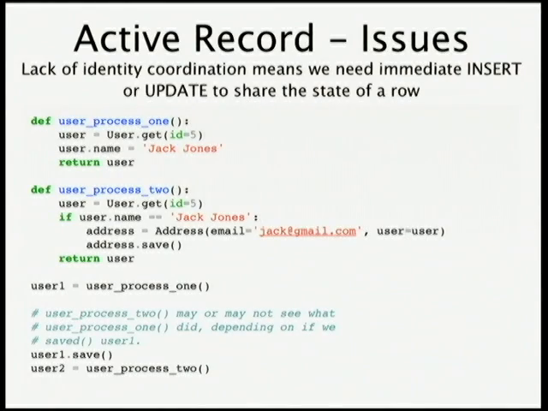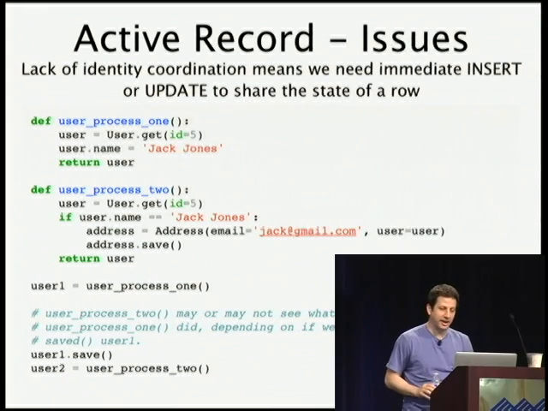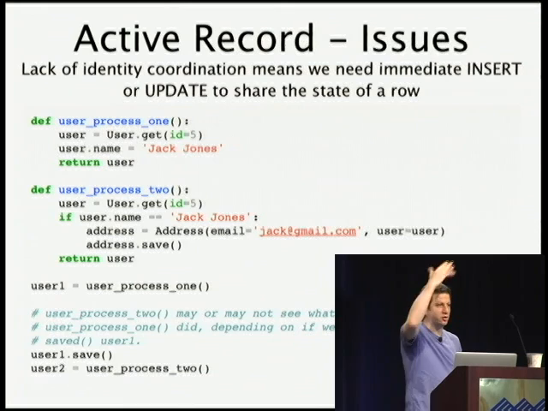The lack of identity coordination means that if two different functions are loading a lot of data, and one of the functions is modifying a lot of those records in memory, the other function, if it's working within the same transaction, still won't see the data that the first function put in unless the first function actually pushes the data up to the database. And the other function will then receive the row back via the database.